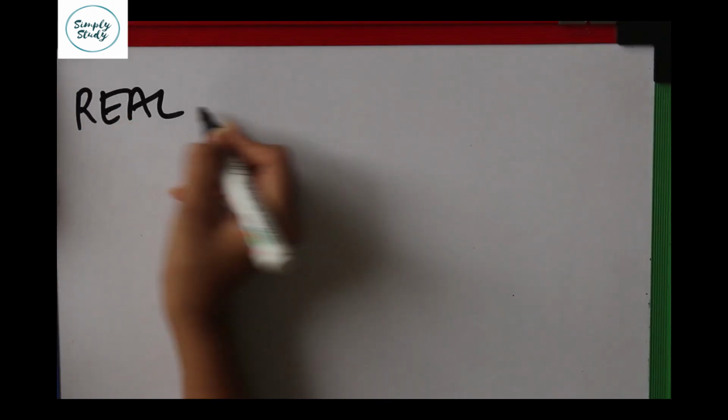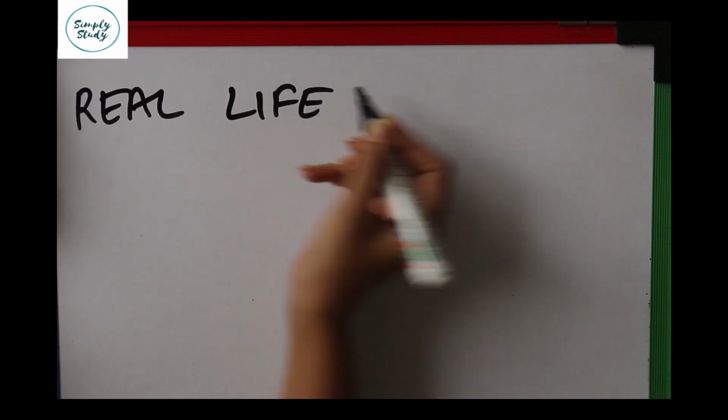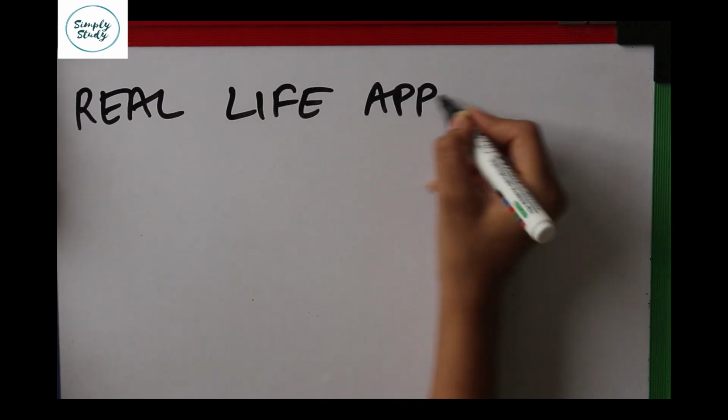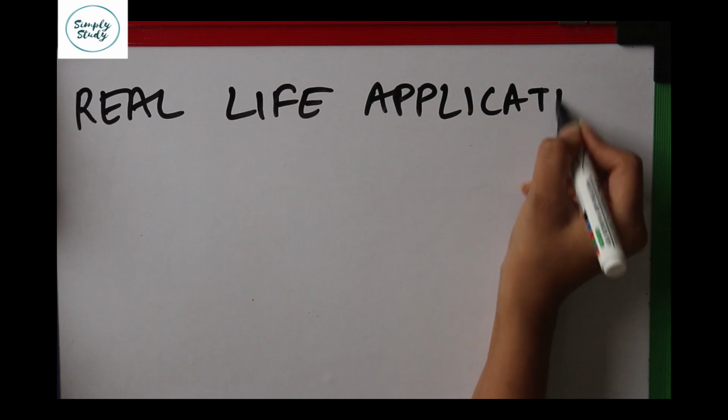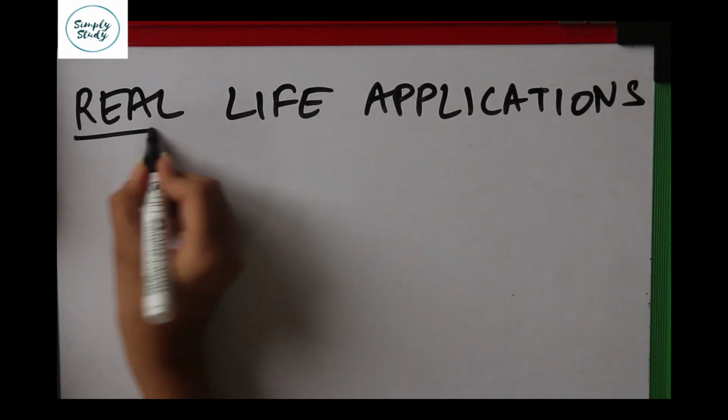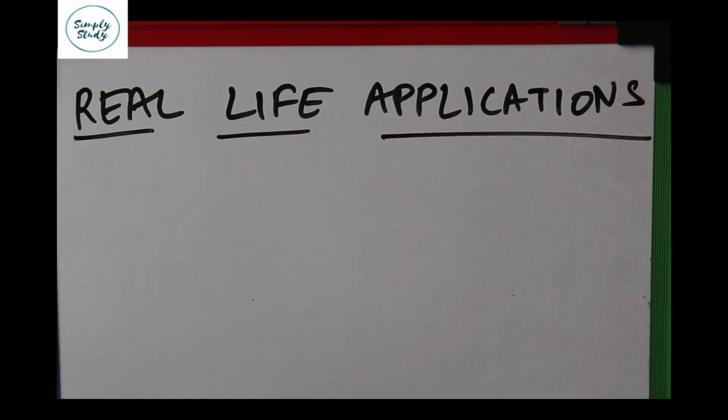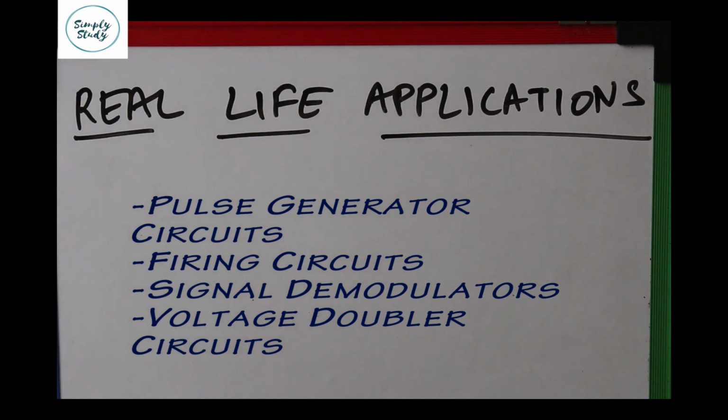Lastly, let's see where a half-wave rectifier is used in real-life equipments. But due to full-wave rectifier and bridge rectifier, half-wave rectifier circuits are hardly used in real-life equipments. But the few limited applications are pulse generator circuits, firing circuits, signal demodulators, voltage doubler circuits, etc.